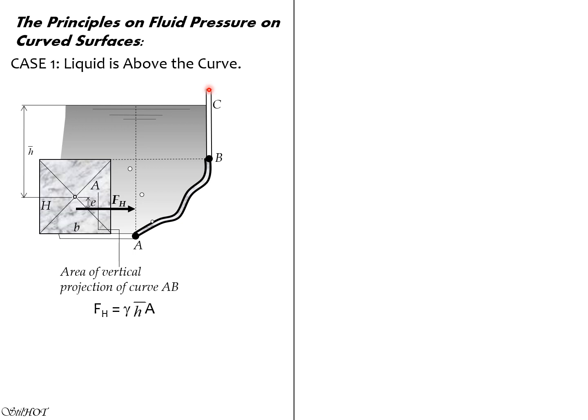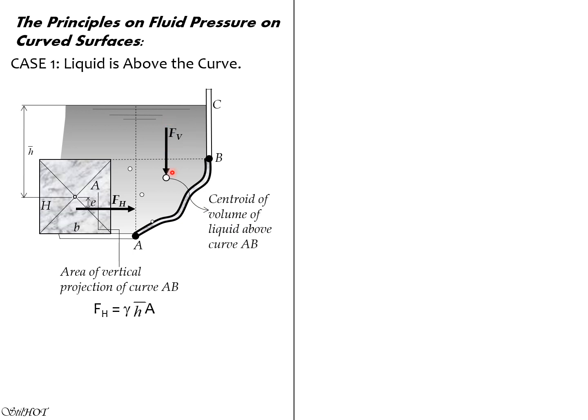And remember the principle that friction cannot develop when the fluid is at rest. So the liquid is at rest here, so no friction can develop. Therefore, the vertical component of pressure force is simply the weight of the liquid above this curve up to the liquid surface. So Fv again is equal to the weight of this liquid above the curved surface.